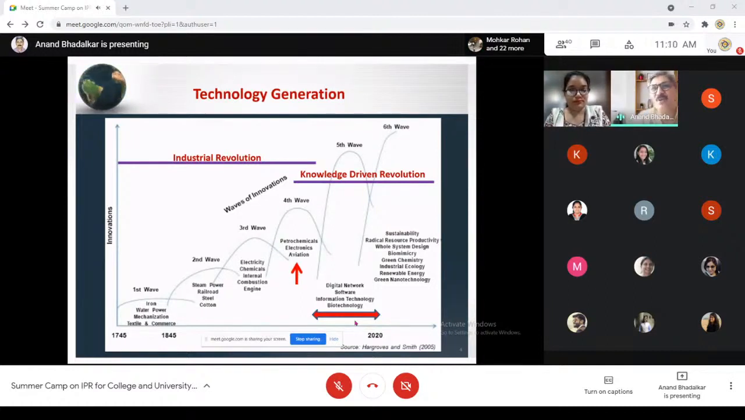Only one slide to give the context. We know that way back from 1745 to 1845, that century, we saw iron come up, water power, mechanization, textile, commerce. This is called the first wave of technology. The second wave of technology is steam power, railroad, steel, cotton. That was the second wave of innovation. Then came electricity, chemicals, combustion, and so on.